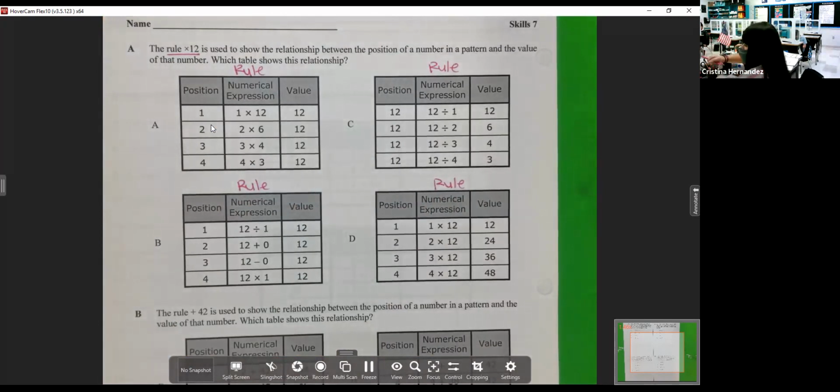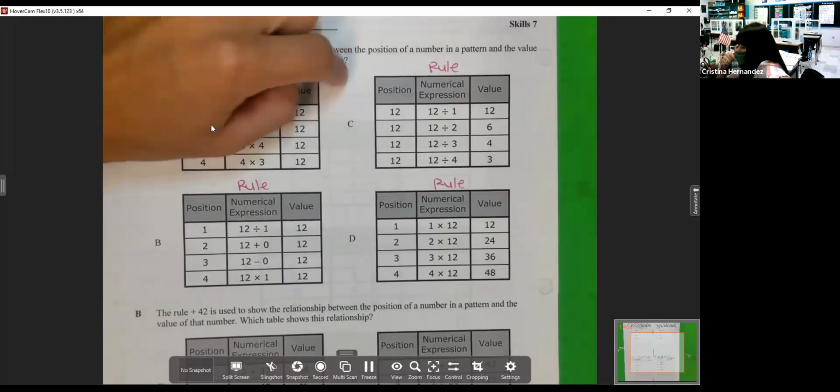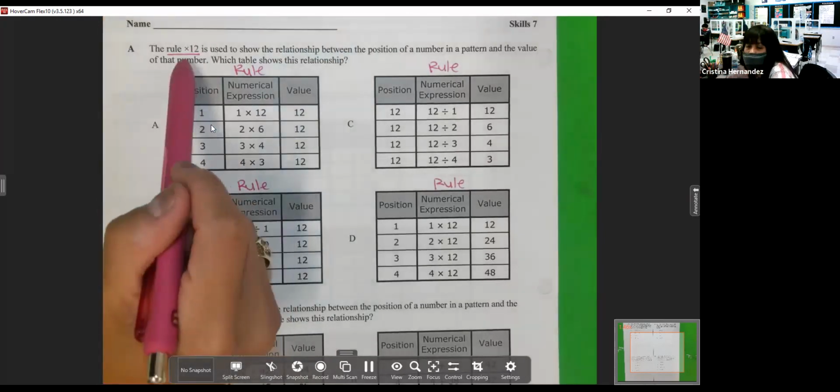Come on, pay attention, because this one's like on your test on Friday, and I want you to see where this goes. Okay, so it says the rule times 12 is used to show the relationship between the position of a number and the value of that number. Which table shows the relationship? So our rule is times 12.